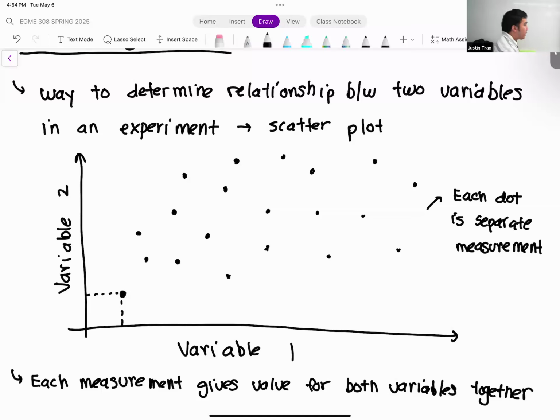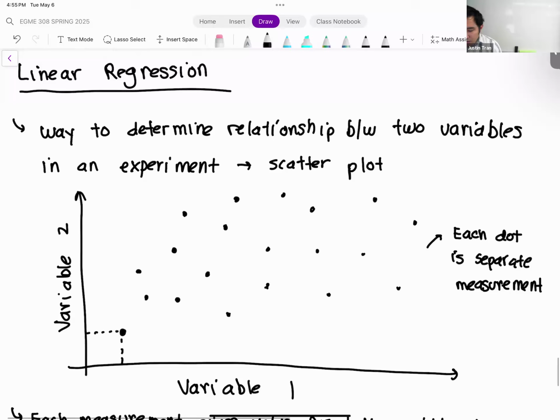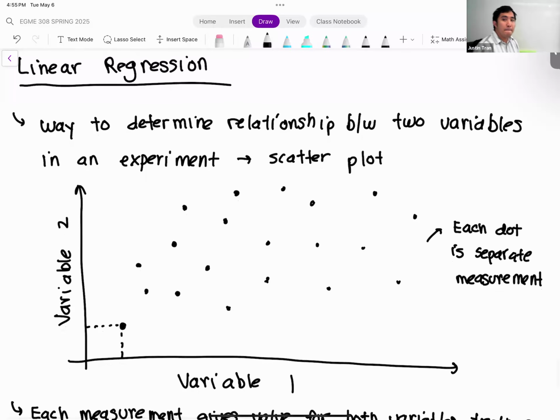So, probably you guys have seen scatter plots before. So, I'm not going to dwell too much on this, but think of this as more of a review, and maybe some insights in terms of what are the exact algorithms that we use to determine these regressions. Okay. Any questions on this so far?